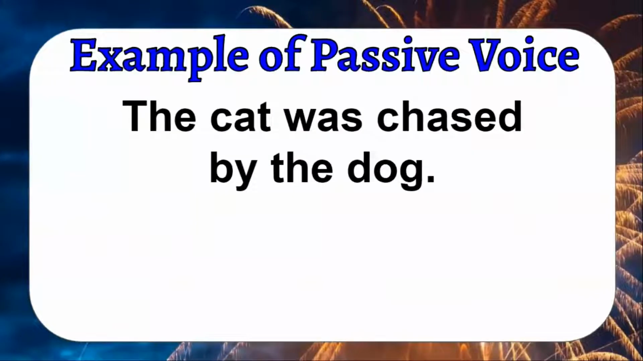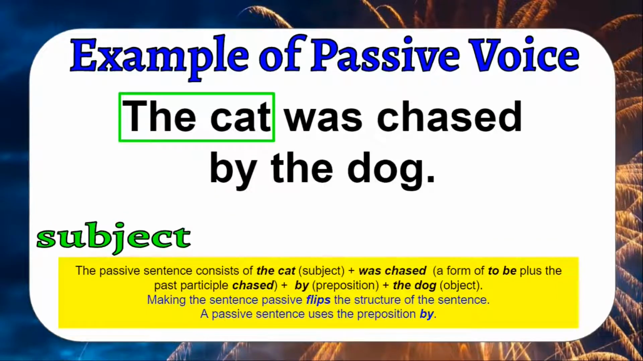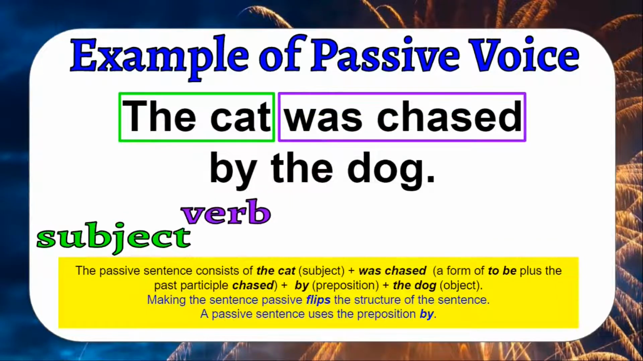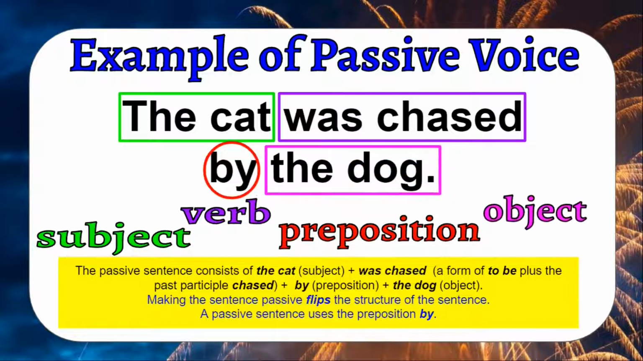The cat was chased by the dog. The passive sentence consists of the cat, subject, was chased, a verb, a form of to be plus the past participle chased, by a preposition, the dog, the object. Making the sentence passive flips the structure of the sentence. A passive sentence uses the preposition by.